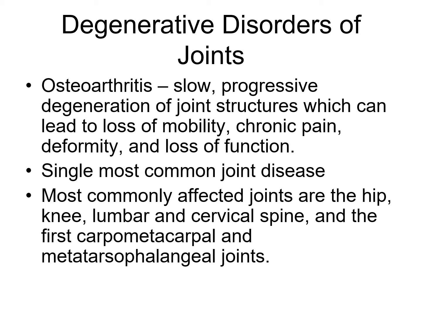Osteoarthritis may or may not be related to the person's chief complaint, however. But when we see degeneration of the articular surfaces and it's accompanied by a loss of function, it may in fact be the reason why the person is seeking our help. Osteoarthritis is the single most common joint disease. It's most commonly affecting the hip and knee and lumbar and cervical spine, as well as the first metacarpal phalangeal joint and the metatarsal phalangeal joints.